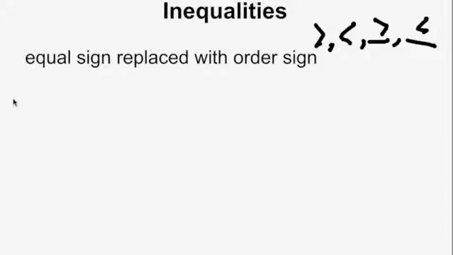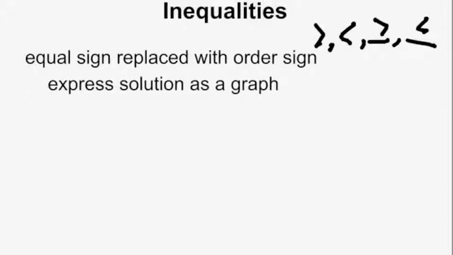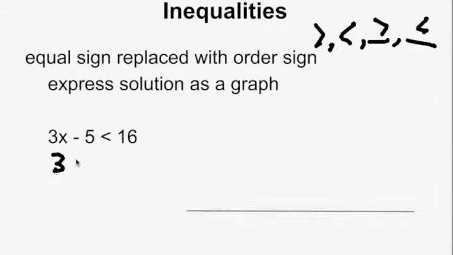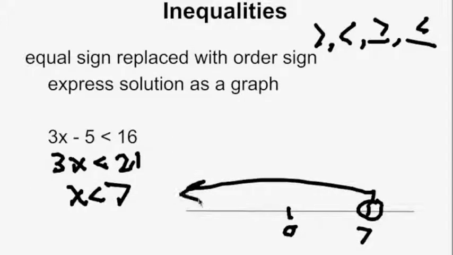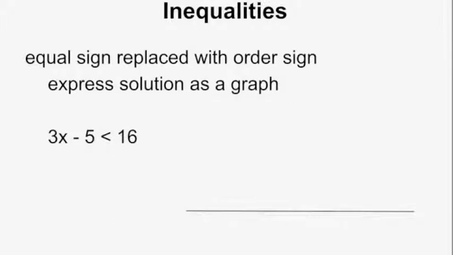And when you do inequalities, when you solve them, because there are often infinite solutions, you express the solution as a graph. So let's consider the equation 3x minus 5 is less than 16. You solve it the same way as you do an equation. So you add 5 to both sides, so 3x is less than 21, so x is less than 7. However, when you graph it, you have to mark 0 and 7, and there's an open circle on 7, and then the arrow goes out. And that is your solution to the inequality. I will explain why I use an open circle on the next slide.